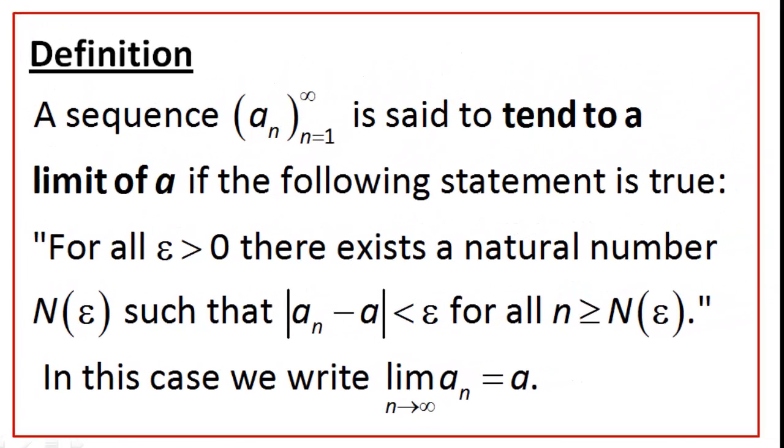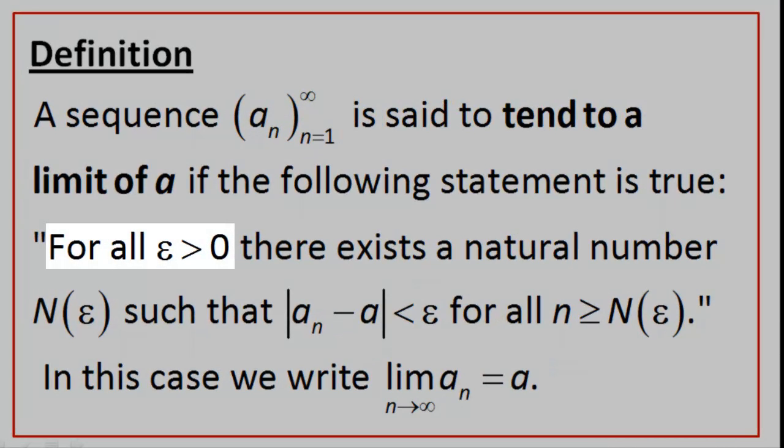So here's the definition. The idea is that for any positive real number epsilon, no matter how small, we have to be able to say that it's possible to find some natural number n of epsilon such that the modulus of an minus a, in other words the positive distance between an and a, is smaller than epsilon, provided that n is greater than or equal to n of epsilon. And in this case we write that the limit of an as n tends to infinity is equal to a, which is the same as saying that an converges to a.